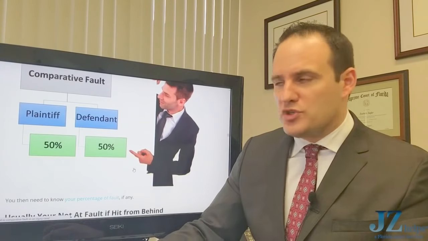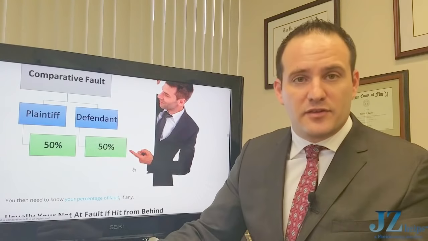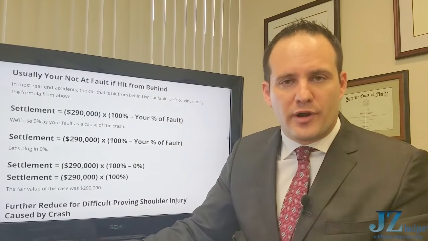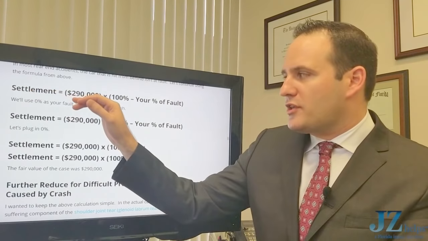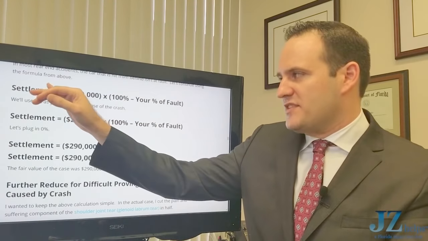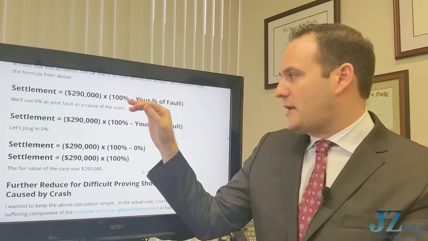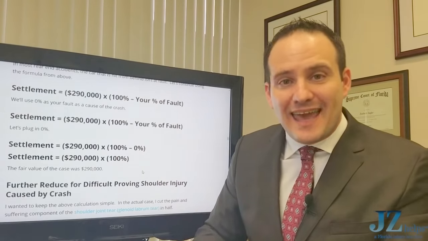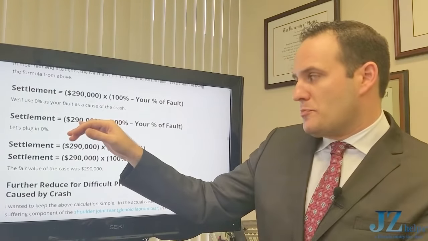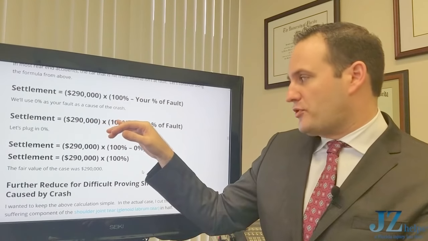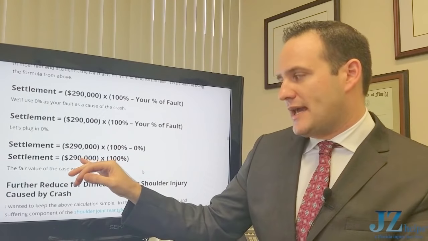So what you then do is you look, if the defendant is at fault, at how much is the defendant's fault and how much is your fault. Again, if you're rear-ended, it's usually not your fault unless they're saying you slammed on the brakes. So we're going to use the same numbers from the formula above. The settlement value equals $290,000 times 100% minus your percentage of fault. In this case, the adjuster did not put any blame on my client, nor did I. So it'd be $290,000 times 100% minus zero fault on my client. The full value would be $290,000.